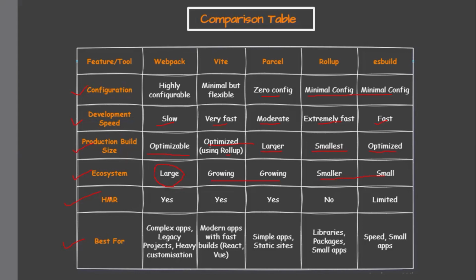When we talk about local development or hot module replacement, this is inbuilt supported by Webpack, Vite and Parcel, but this functionality is not available for Rollup and it is limited for ESBuild.